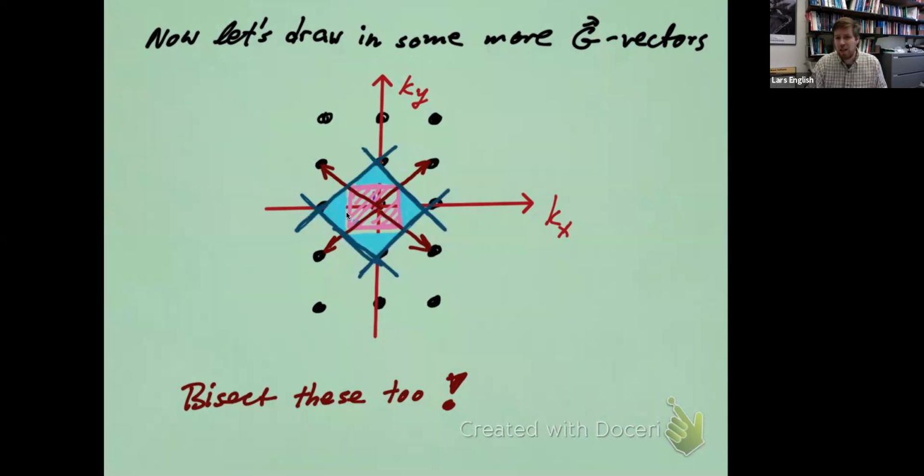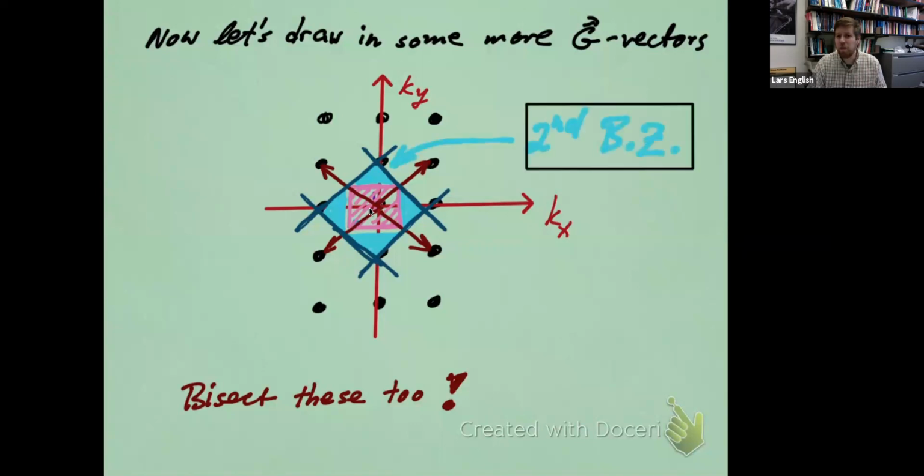That area that is enclosed here but not already accounted for in the first Brillouin zone is what we call the second Brillouin zone. Okay, so we're talking about these corners here in blue that are enclosed by these bisecting lines here, and this blue area is the area that's enclosed by those bisecting lines that is not already in the first Brillouin zone here in pink.